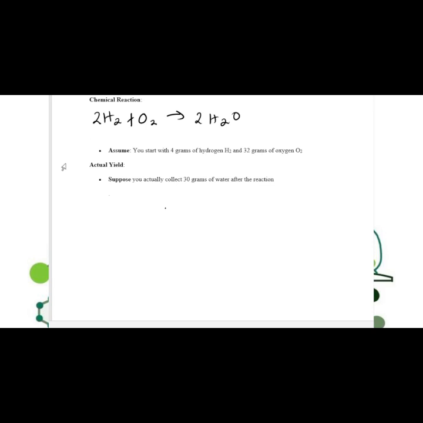So what you have to do first is calculate the theoretical yield. As you're observing here, it's 2H2 plus O2 to give us 2H2O. So we see it's 2 against 1 to give us 2. We're taking just the number of moles here, which is 2 against 1 against 2.